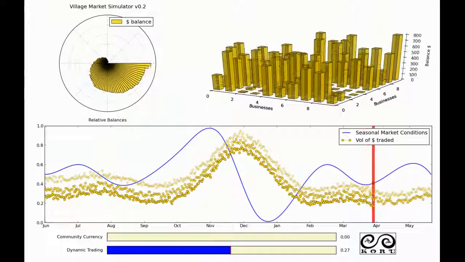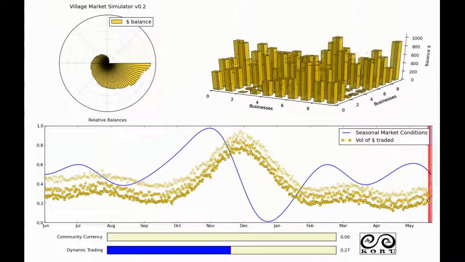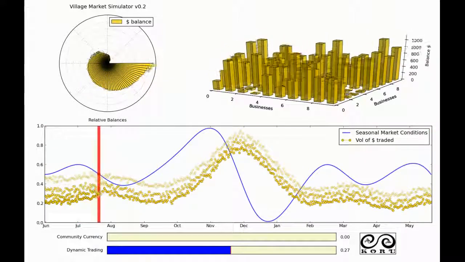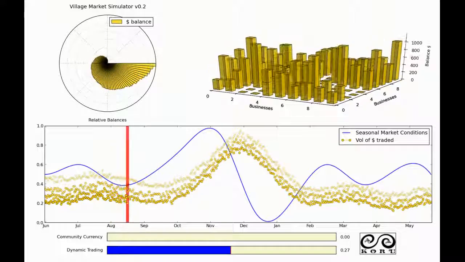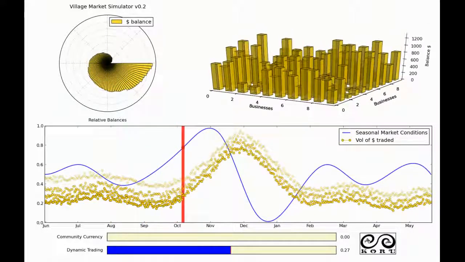So as we start the next year, we see it follows the same pattern. There's a little bit of oscillation, then a big oscillation up in December, and then a big crash in January. And again, each year, a little bit of money starts leaving the system.